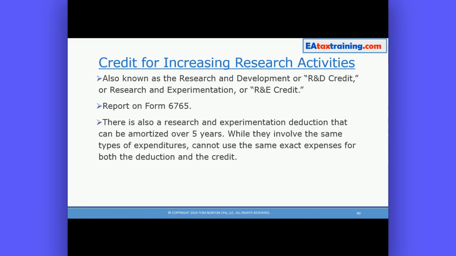Credit for increasing research activities. So we're going to spend a couple of slides on this. It's important. This is also known as the research and development credit or the R&D credit or the research and experimentation credit. The R&E credit is reported on Form 6765. There is also a research and experimentation deduction that can be amortized over 5 years. So it's the same type of expenditures, but again, you can't do both. You can't amortize them and take the credit. You need to separate those out and do one or the other.